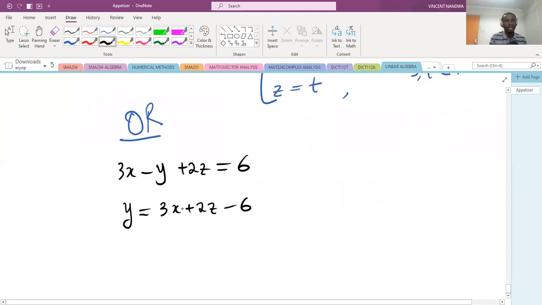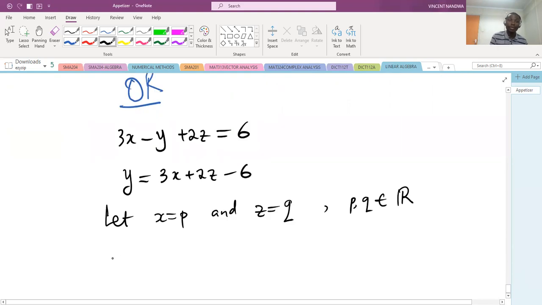So this one now we fix x and z to be different parameters. So you say let x be p and z be q, where p and q are real parameters or real numbers. Therefore, before you conclude the solution, express y in terms of p and q. So this means that y will be 3p plus 2q minus 6.